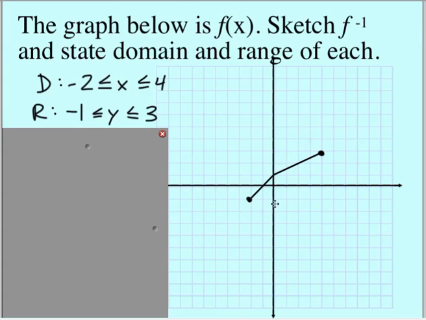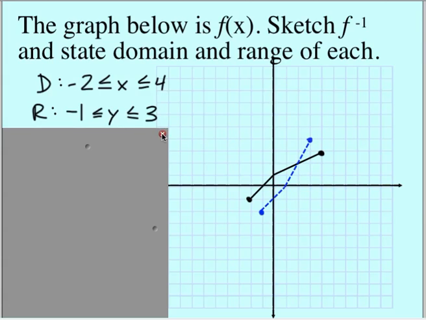And so what I'm going to do is interchange these points. So this point is (negative 2, negative 1). So that's going to become (negative 1, negative 2), because I'm going to reflect it over the line y equals x. (0, 1) becomes (1, 0). And (4, 3) becomes (3, 4).